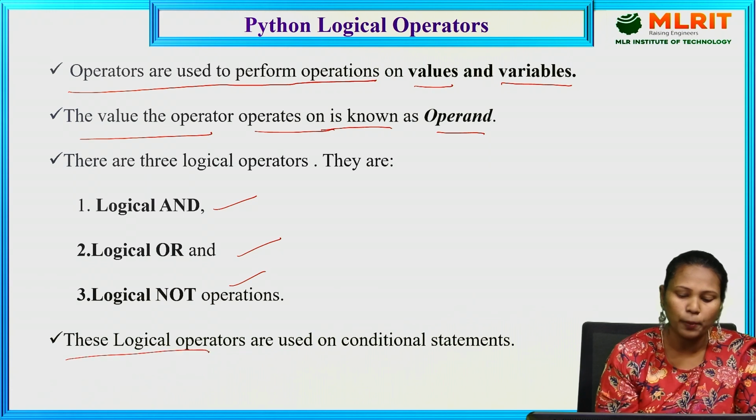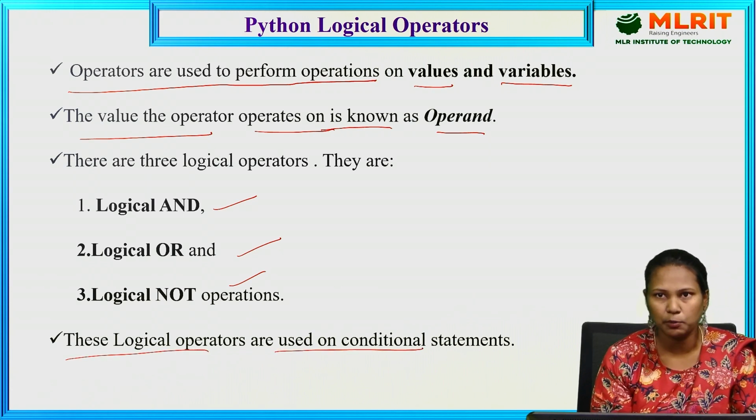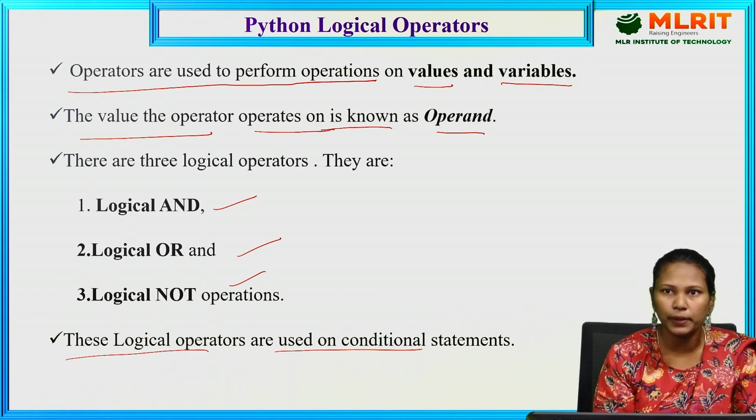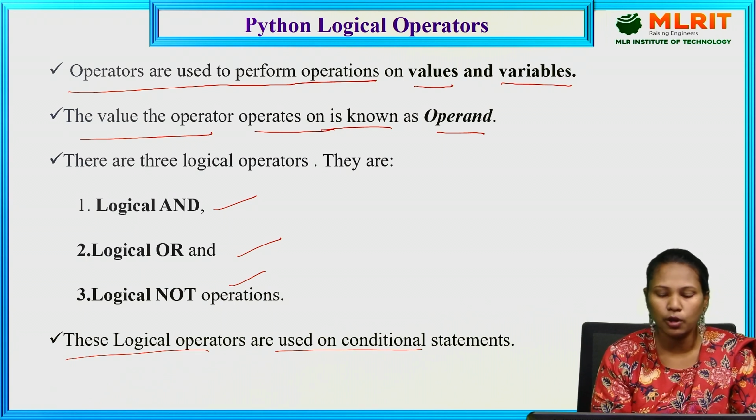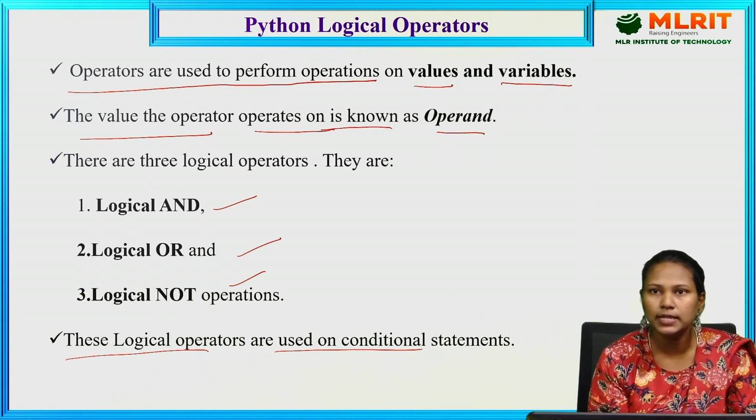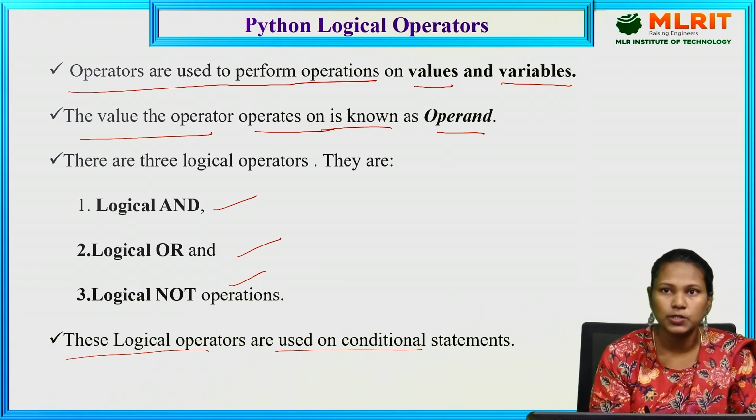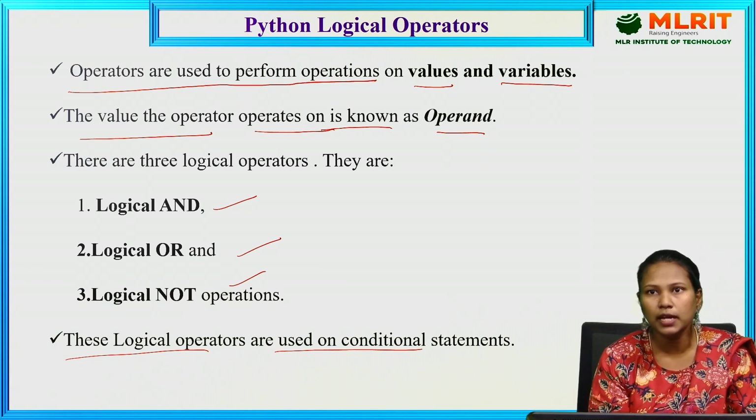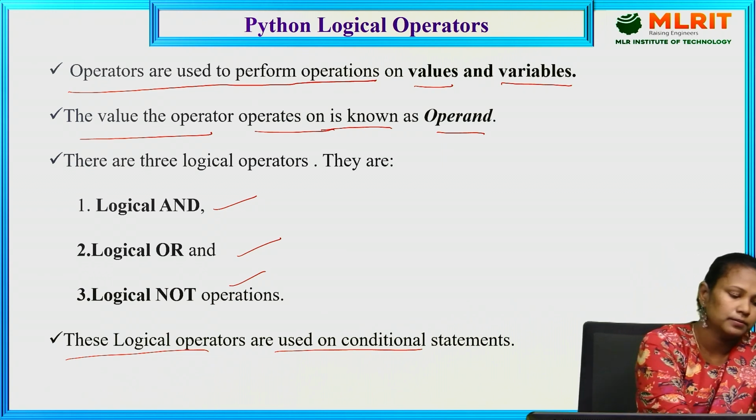These logical operators are used on conditional statements. Basically, logical operators are used in conditional operations, such as if conditions, else if statements, or for loops. If the condition is true, we have to execute this statement. If the condition is false, we do something else. In those cases, we are using the logical operators.